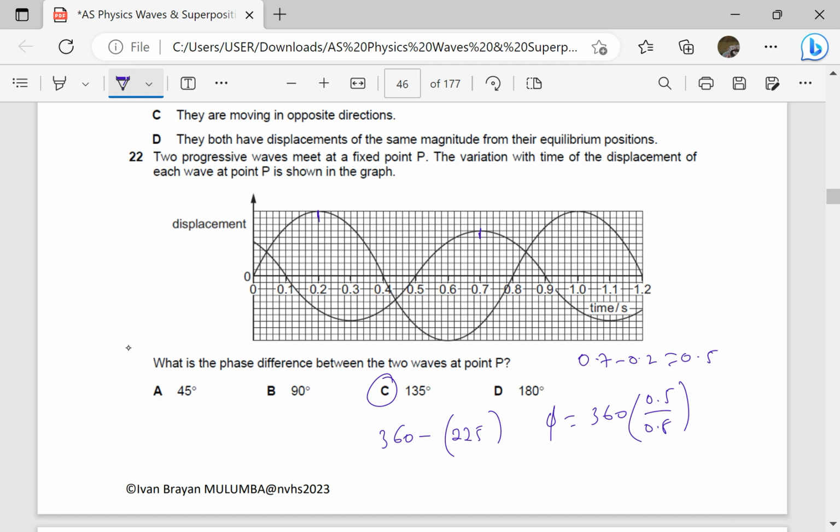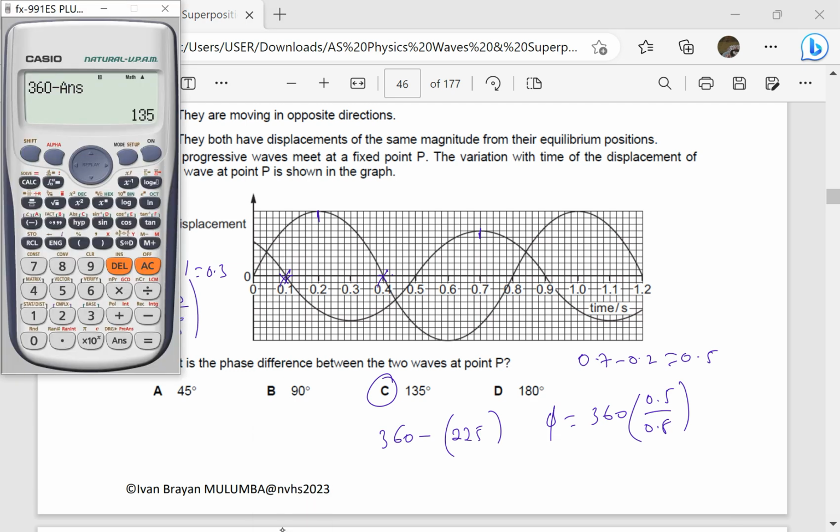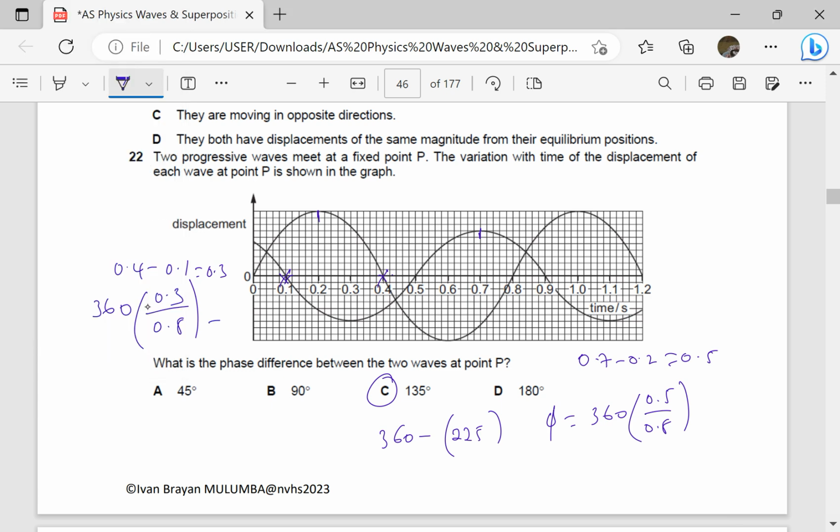Alternatively, let me check. I will look at 0.1 and 0.4 for the other wave. So the time out of step here is going to be 0.4 minus 0.1, which is 0.3. So the phase is going to be 360 times 0.3 divided by the period. The period is 0.8. So 0.3 divided by 0.8 times 360, which is 135. So this could be 135.